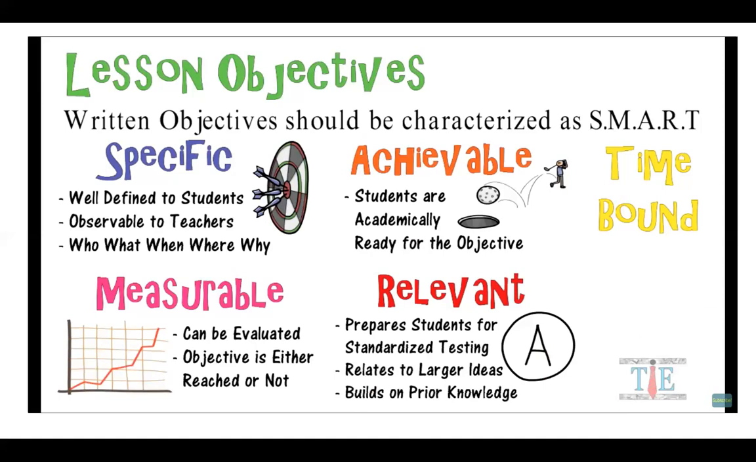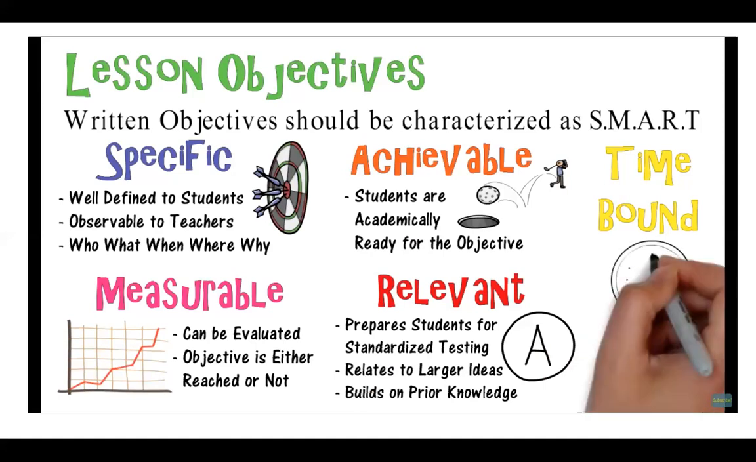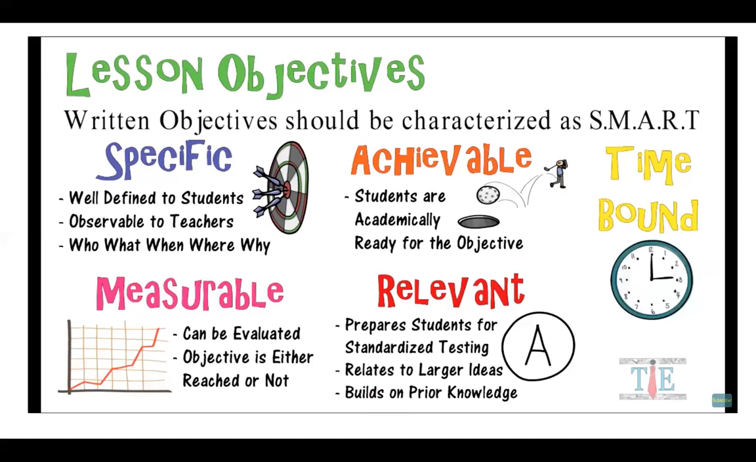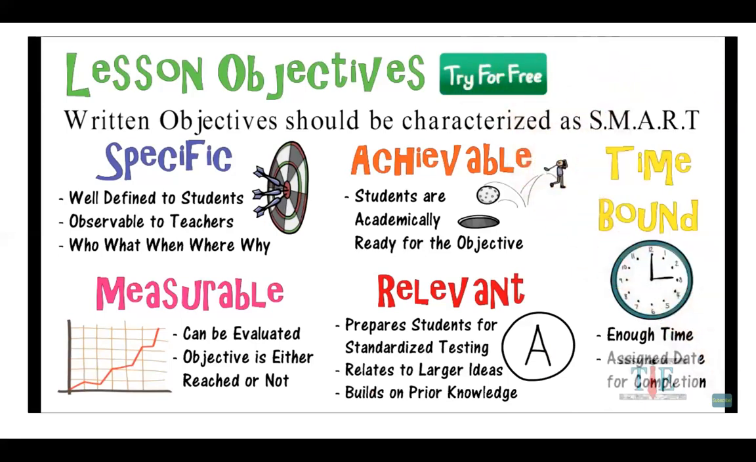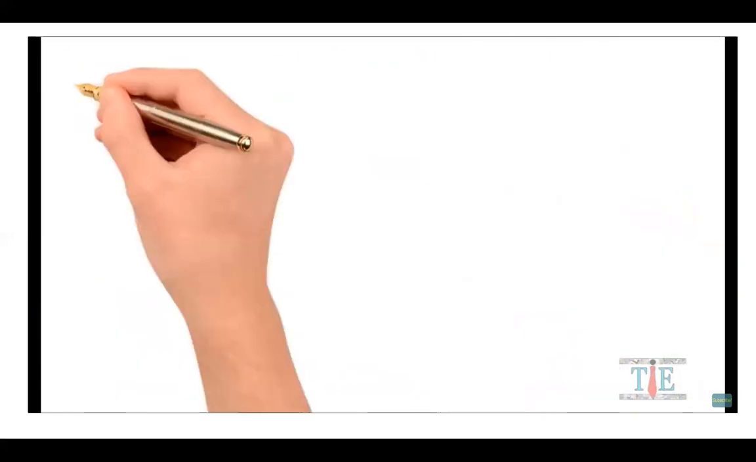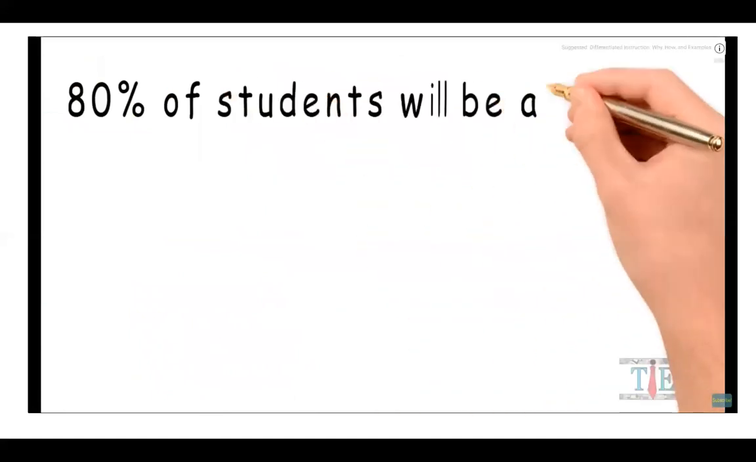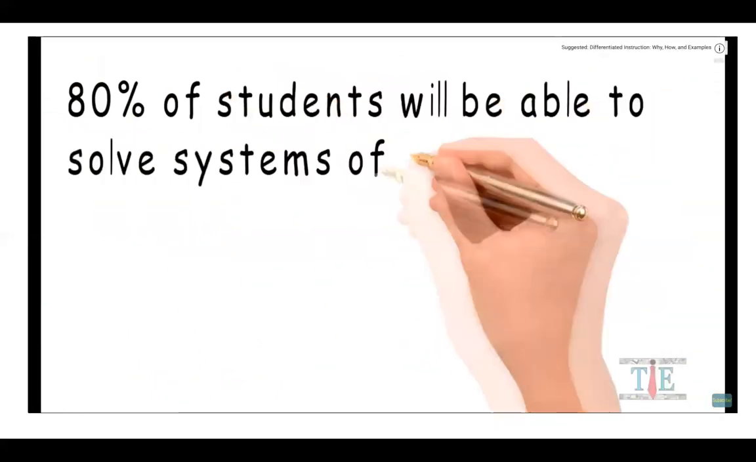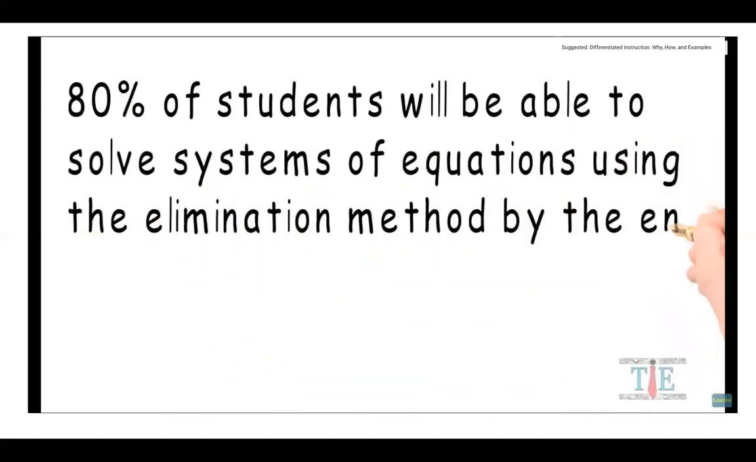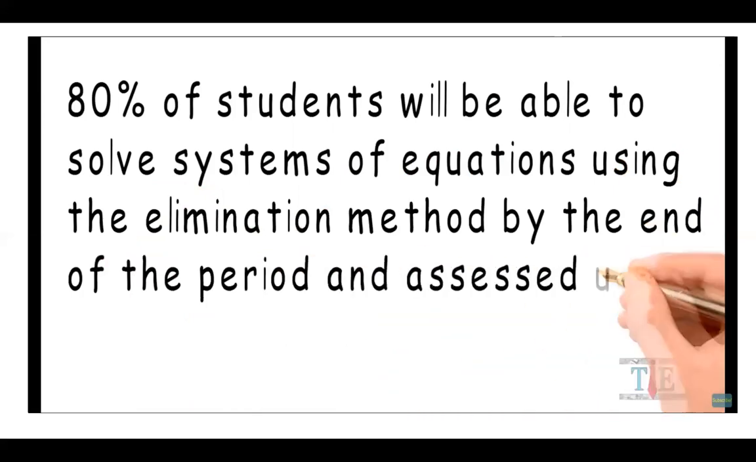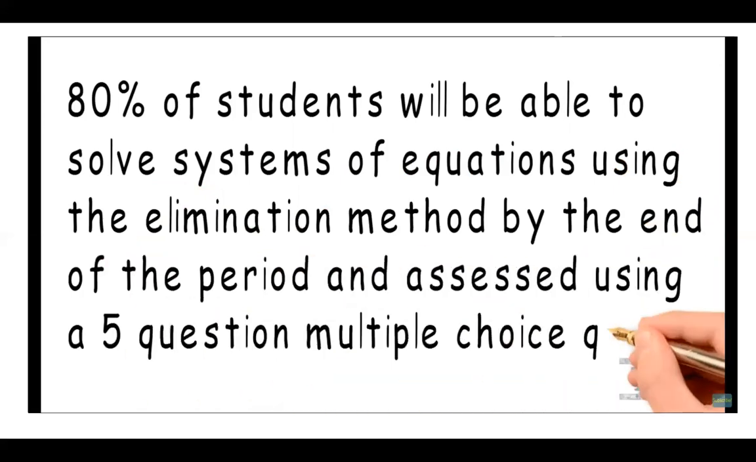And lastly, you want your objectives to be time-bound. Set a time limit of 1 or 2 class periods. When setting time-bound objectives, be sure that there is enough time and you have an assigned date for completion. Right now, I'm going to outline a fully written objective for a typical lesson. 80% of students will be able to solve systems of equations using the elimination method by the end of the period, assessed using a 5-question multiple choice quiz.